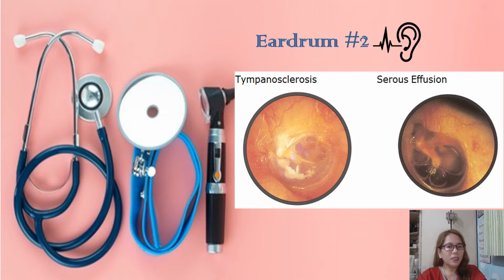Okay, and another abnormality is the serous effusion. These are usually caused by viral upper respiratory infection or otitis media with serous effusion, or can also be caused by sudden changes in atmospheric pressure as from flying or diving, wherein the eustachian tube cannot equalize the air pressure in the middle ear. So this happens.